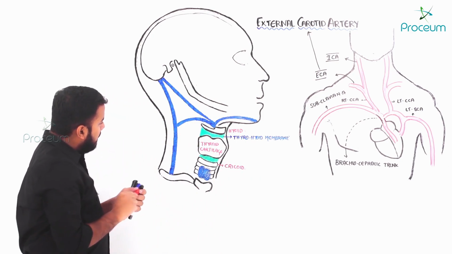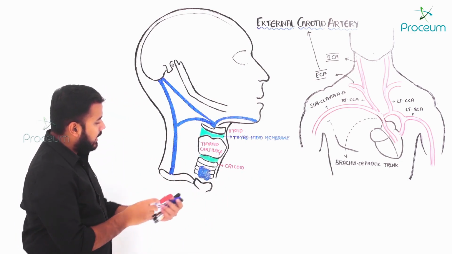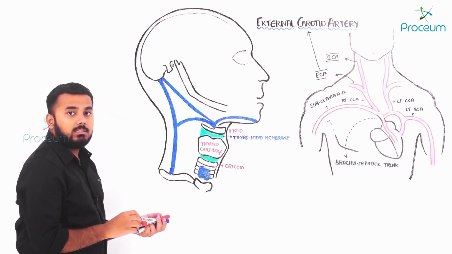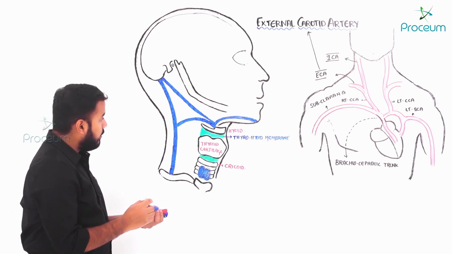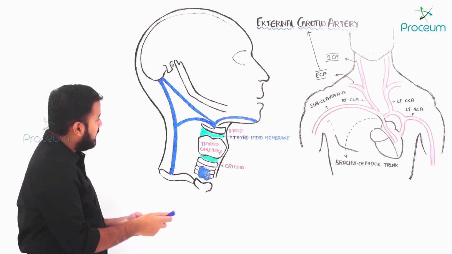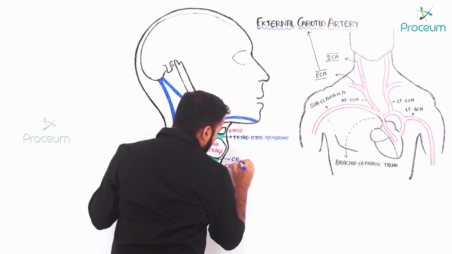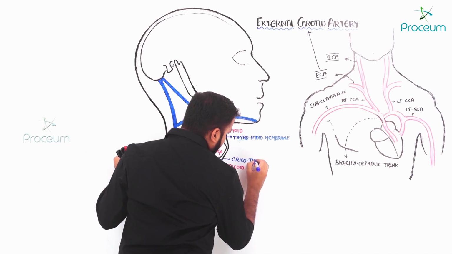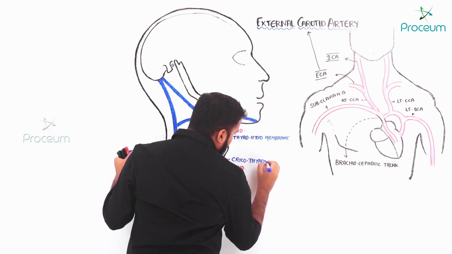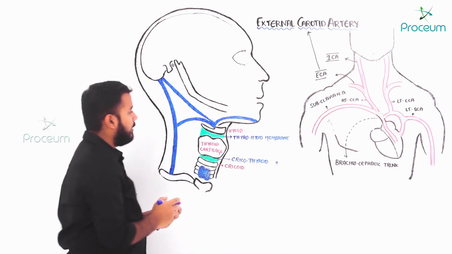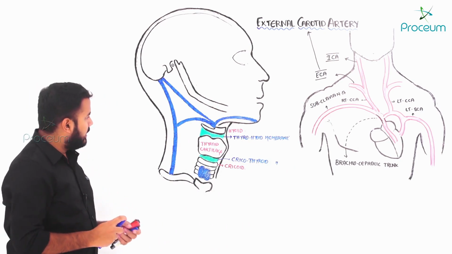Now, a membrane between the cricoid and the thyroid cartilage, you call the cricothyroid membrane. What do you call it? You call this the cricothyroid membrane. So these are some of the important things which you need to know.